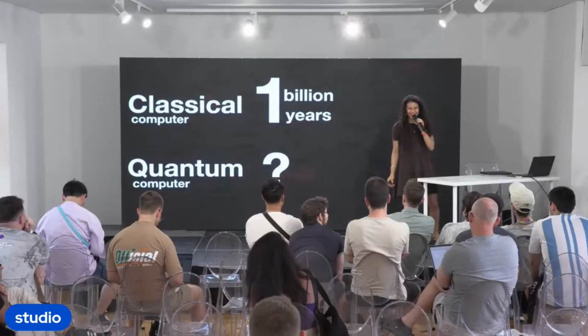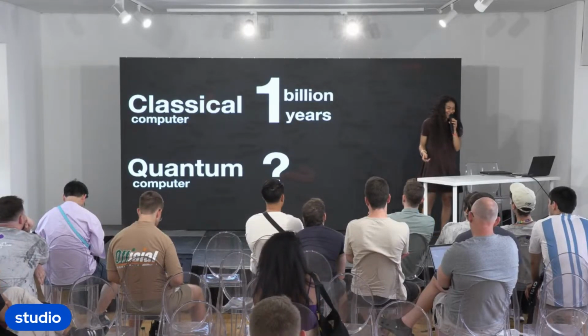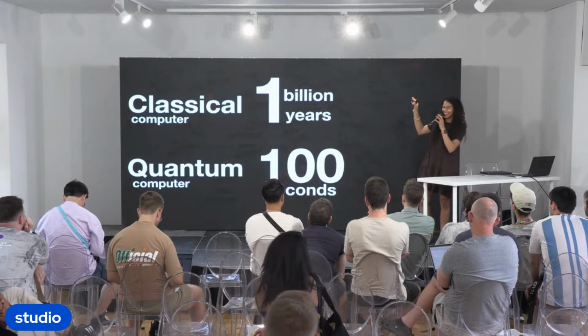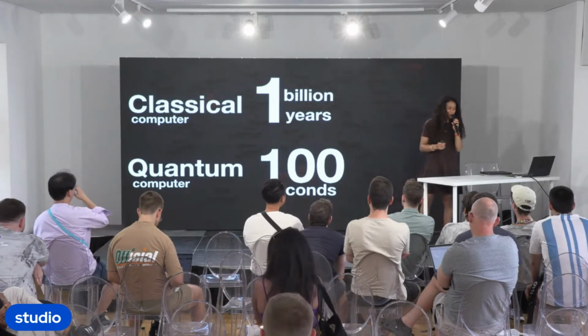Shout out a number. 1 second? 1 year? Okay. 1 minute, okay. So it's estimated it could take about 100 seconds on a quantum computer to find out what those 2 numbers are. And how do we know this is possible?